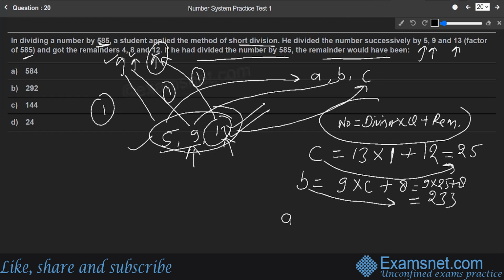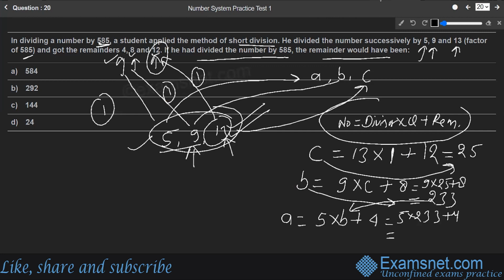Now let us go to A. For the case of A, the divisor was 5 into, we're going to use the value of B here, B plus the remainder, which for the case of division by 5 was 4. So it's going to be 5B plus 4. B's value will be used as 233. So it's going to be 5 into 233 plus 4.